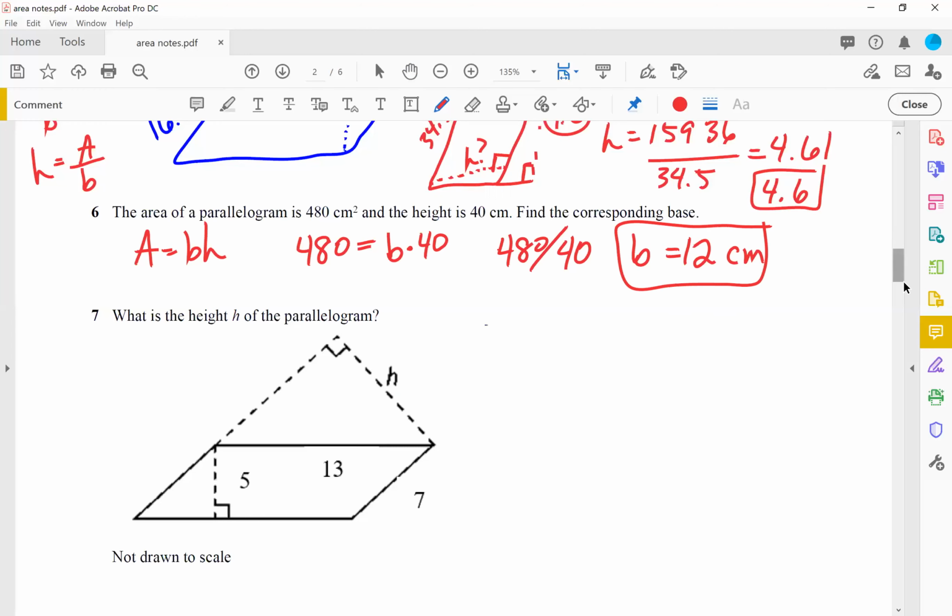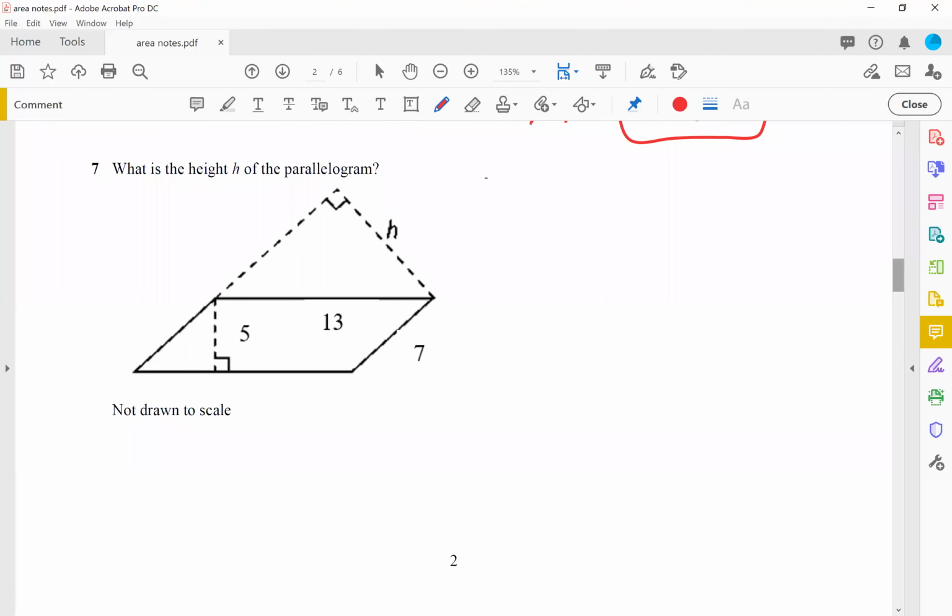Okay, number 7. This is continuing in the same concept with parallelograms. Don't let all the dashed lines get you confused. If you ever need some help, just go and trace all the solid lines first. That's our shape. So we have a parallelogram, and we've been given some measurements on it, and they're asking us to find this height over here.